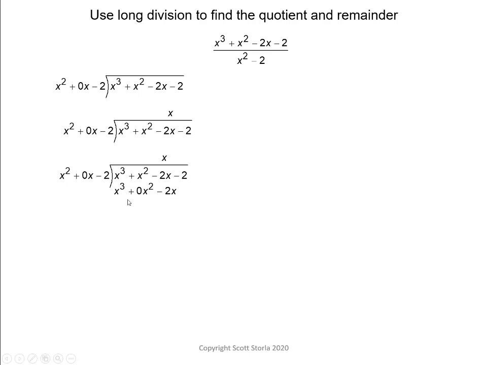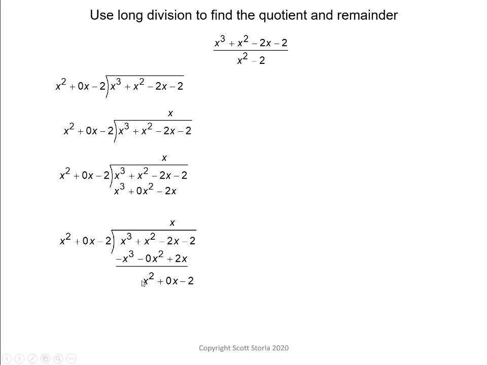Now I need to subtract this new trinomial. So it's going to be negative x cubed minus 0x squared plus 2x. Because when you subtract this negative, it's going to be an addition. Now when I add, I'll get 0x cubed. I'll get 1x squared, and I won't have any x's. Now I bring down my constant, and I start the process again.